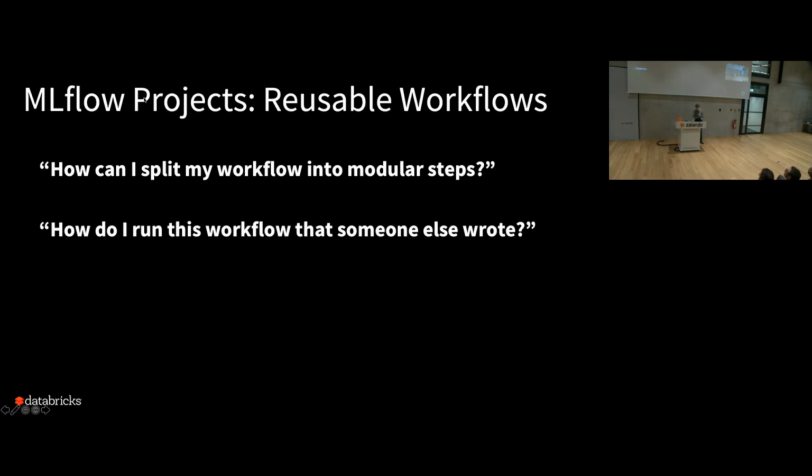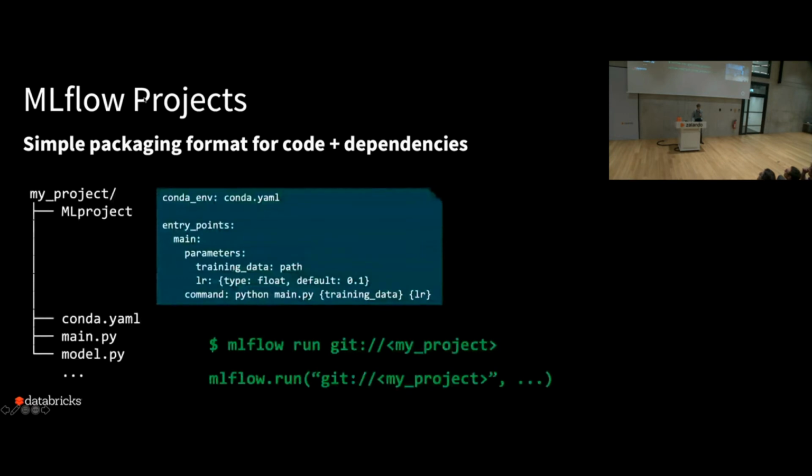And what we do in projects is we have a very simple packaging format for a bunch of code and dependencies. And this can just live in a Git repository. MLflow understands Git and can talk to it. So basically, you've got your project. You've got whatever code you want in whatever language you want. Actually, we don't really care which one you're using.